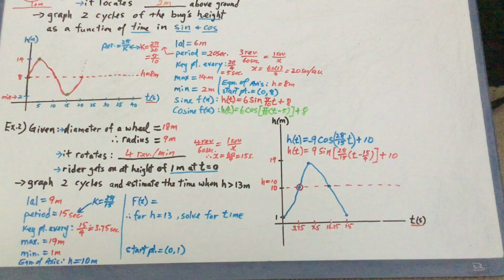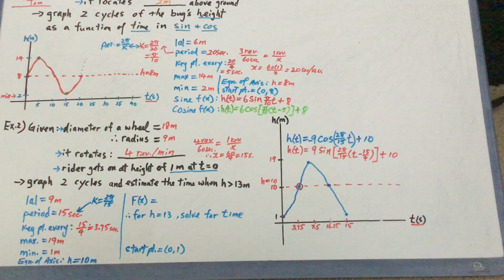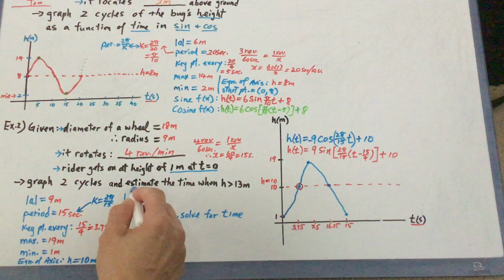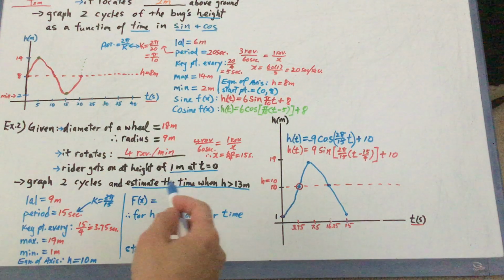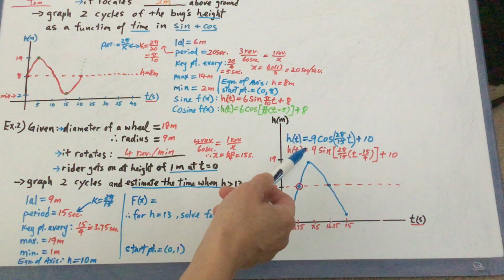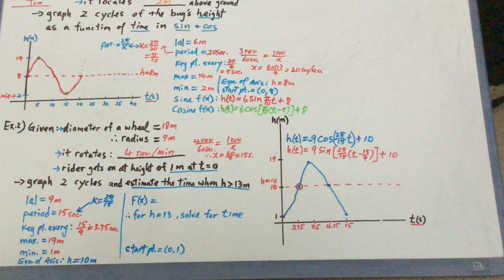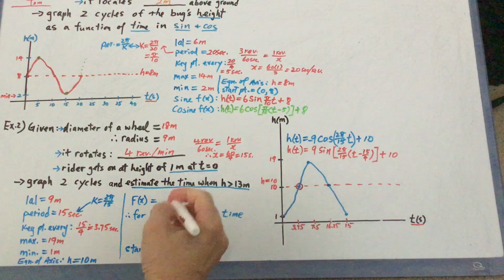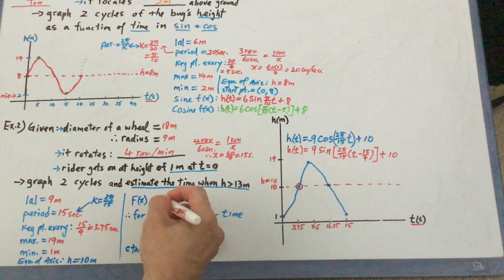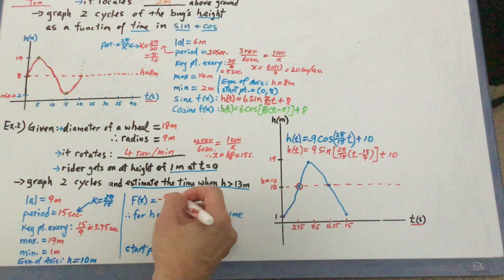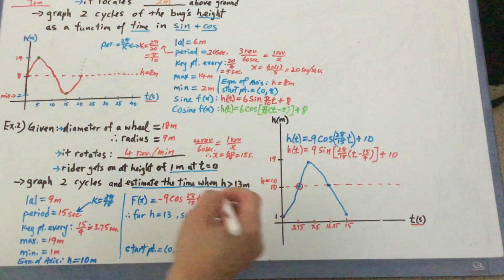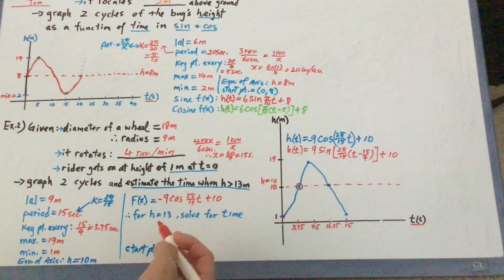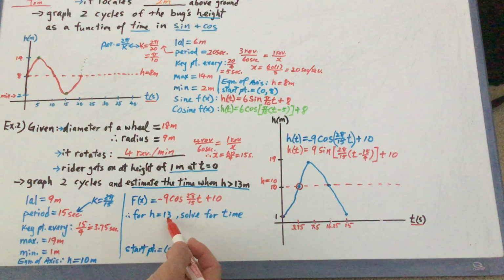Now, the last part of the question is asking to estimate the time interval when the rider is above 13 m. So this is the second part of the question. I just want to quickly show you that for this one you can choose any one of these, but usually I will pick the function that has no phase shift, because with the phase shift the function will be a little bit longer. So if I'm using the negative 9 cos of 2 pi over 15t plus 10 to represent this question, then we need to find out when the height is 13.